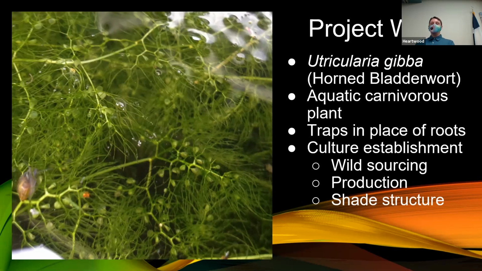We have field collected some samples for wild sourcing to put in our production line. And Mercer Botanical Gardens is assisting in our construction of a shade structure because sunlight here in Texas is just a bit too harsh for them. They're typically found underneath other vegetation in the ponds.